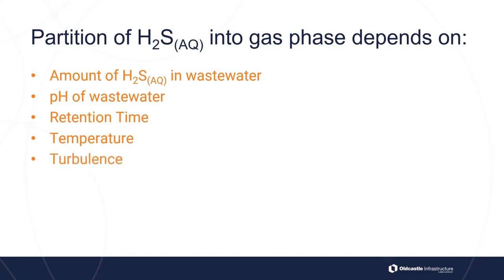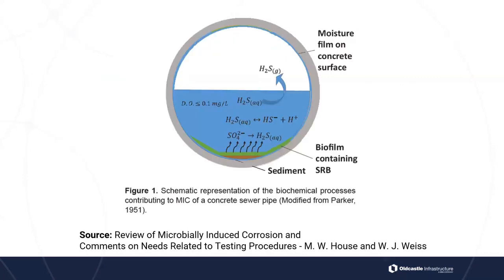High turbulence increases that liquid-gas surface area so that it has more of a chance for that hydrogen sulfide to partition into the gas phase. All right, so once we have hydrogen sulfide gas in the headspace, which is that area above the water in the pipe, it's free to partition into the moisture film that is always present on the surface above the water line.